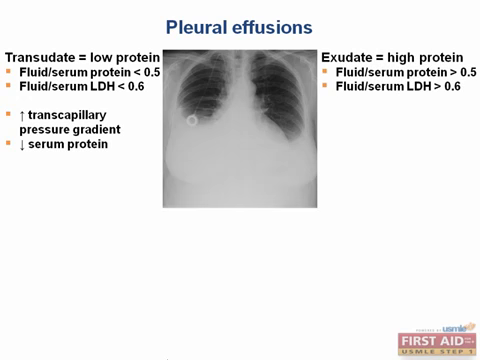Exudates, on the other hand, have higher protein content, with a fluid to serum protein ratio of greater than 0.5 and a fluid to serum LDH ratio of greater than 0.6. Now, what drives exudative pleural effusions?